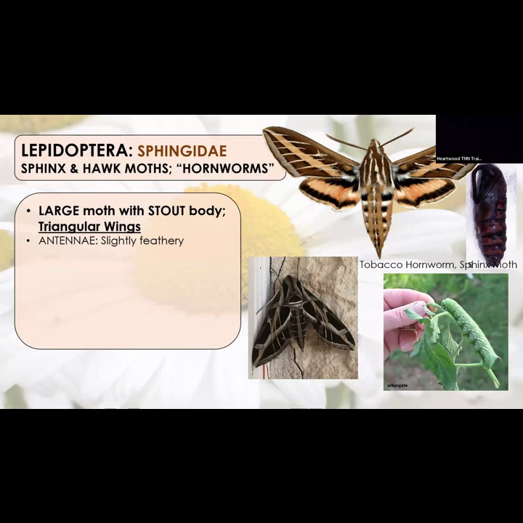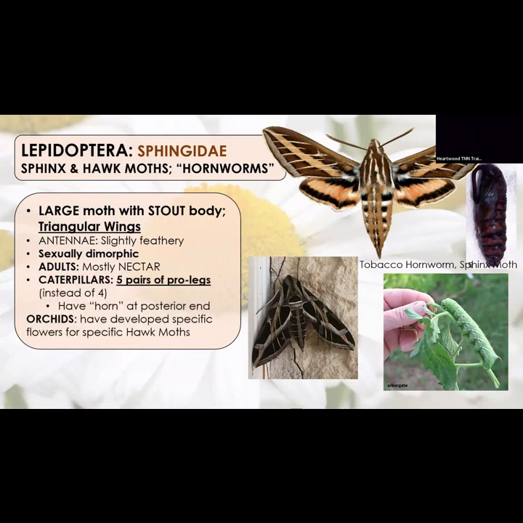Their antennae, for moths, are only slightly feathery, but look how stout that body is. That's a pretty big indicator. They're sexually dimorphic. The adults mostly feed on nectar.